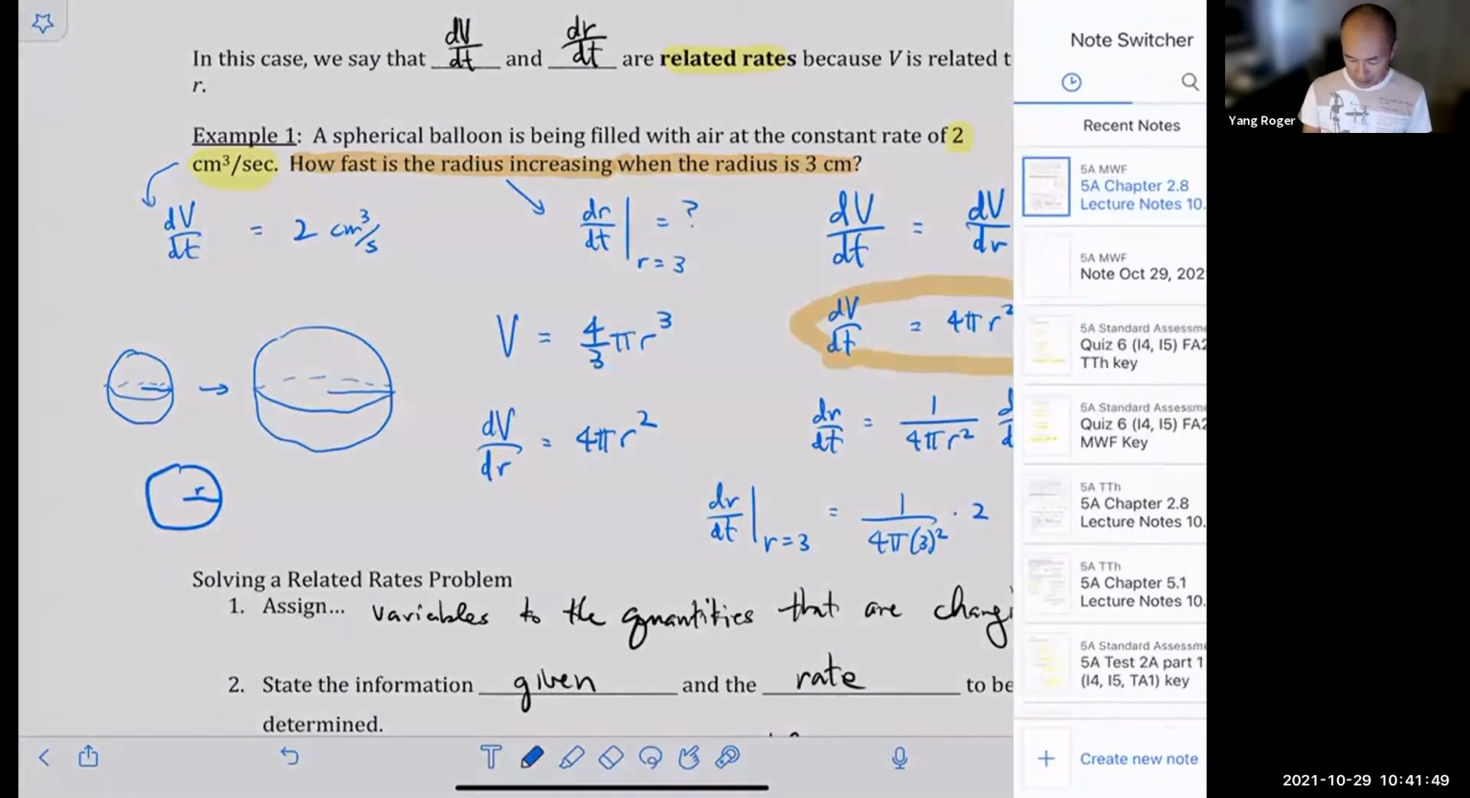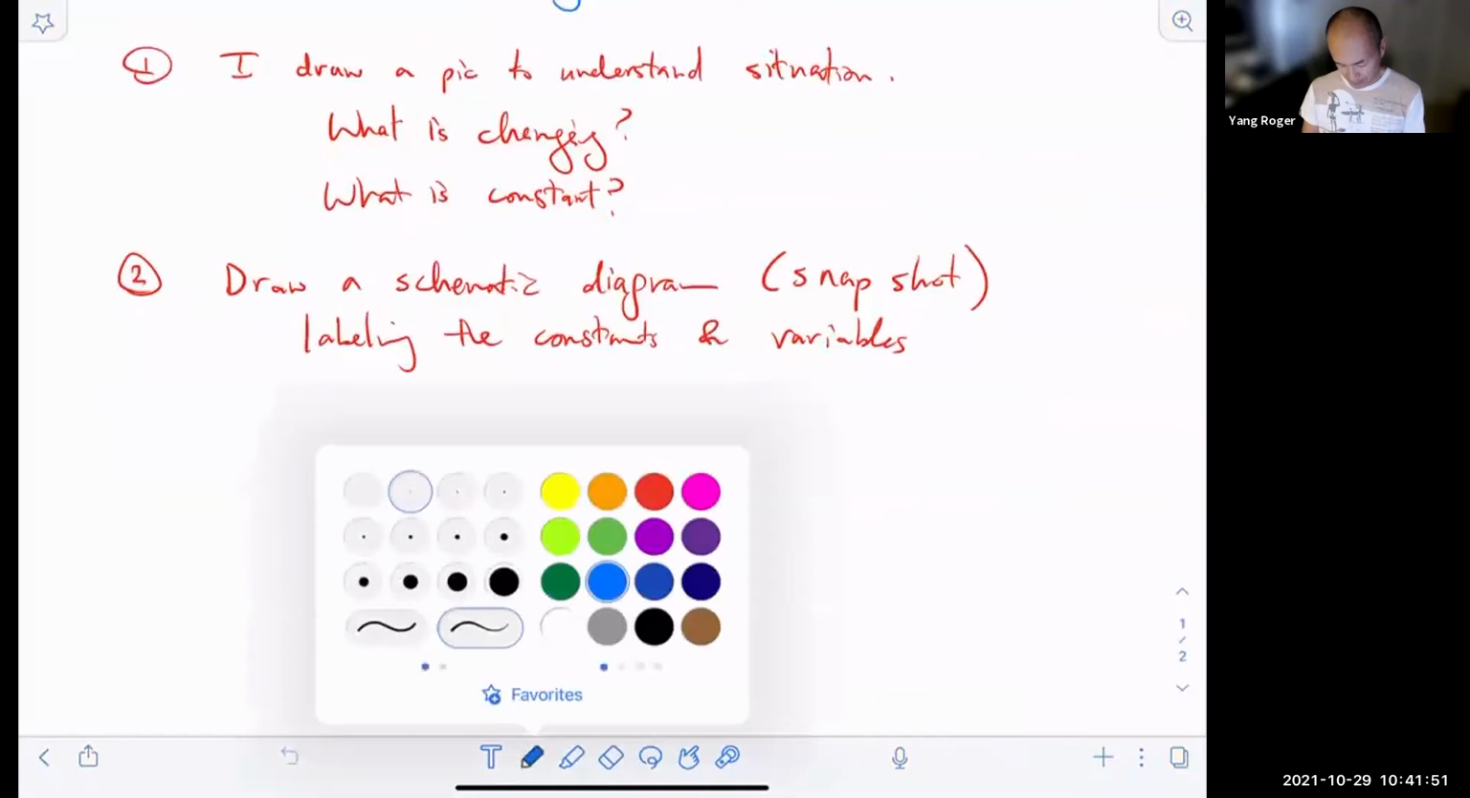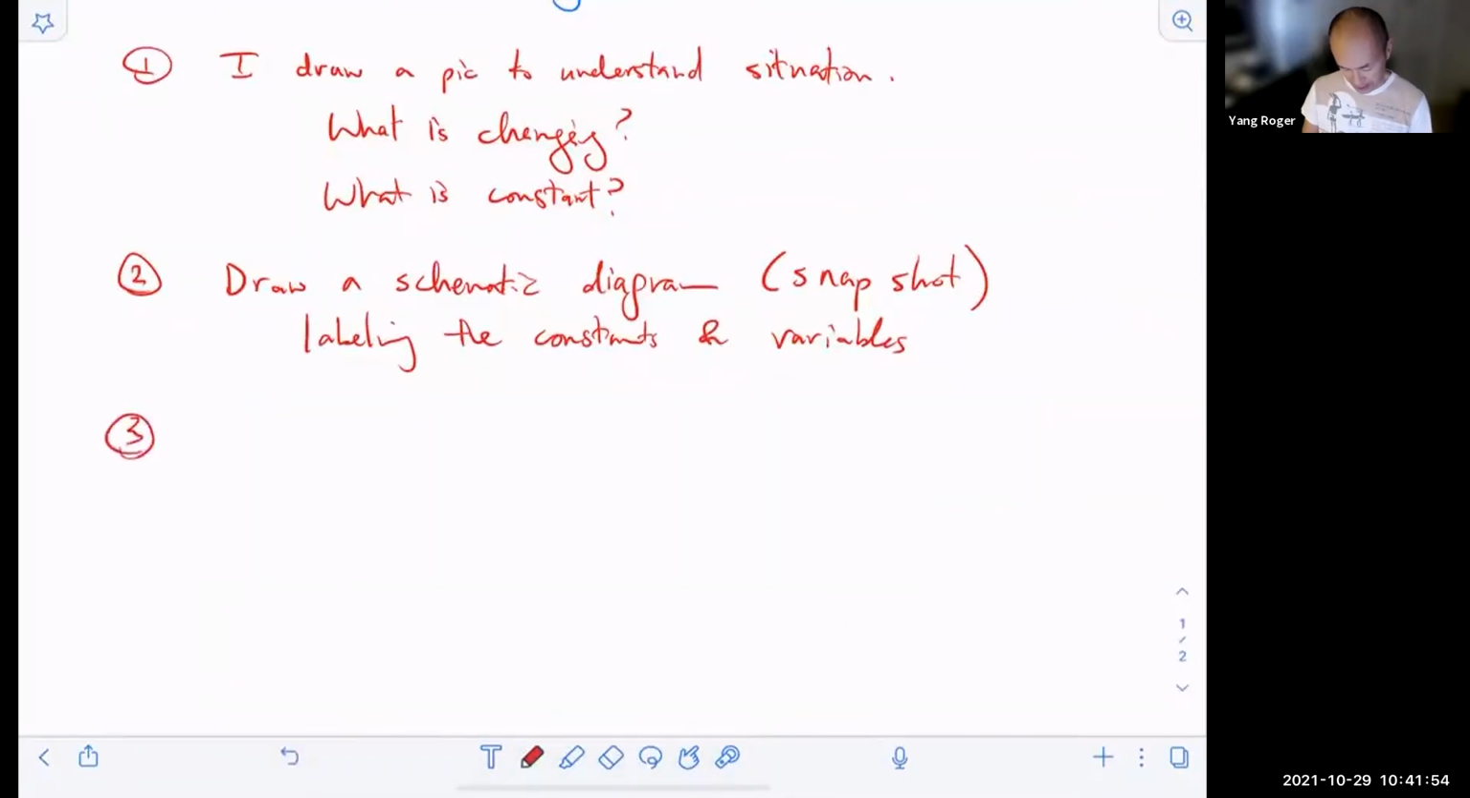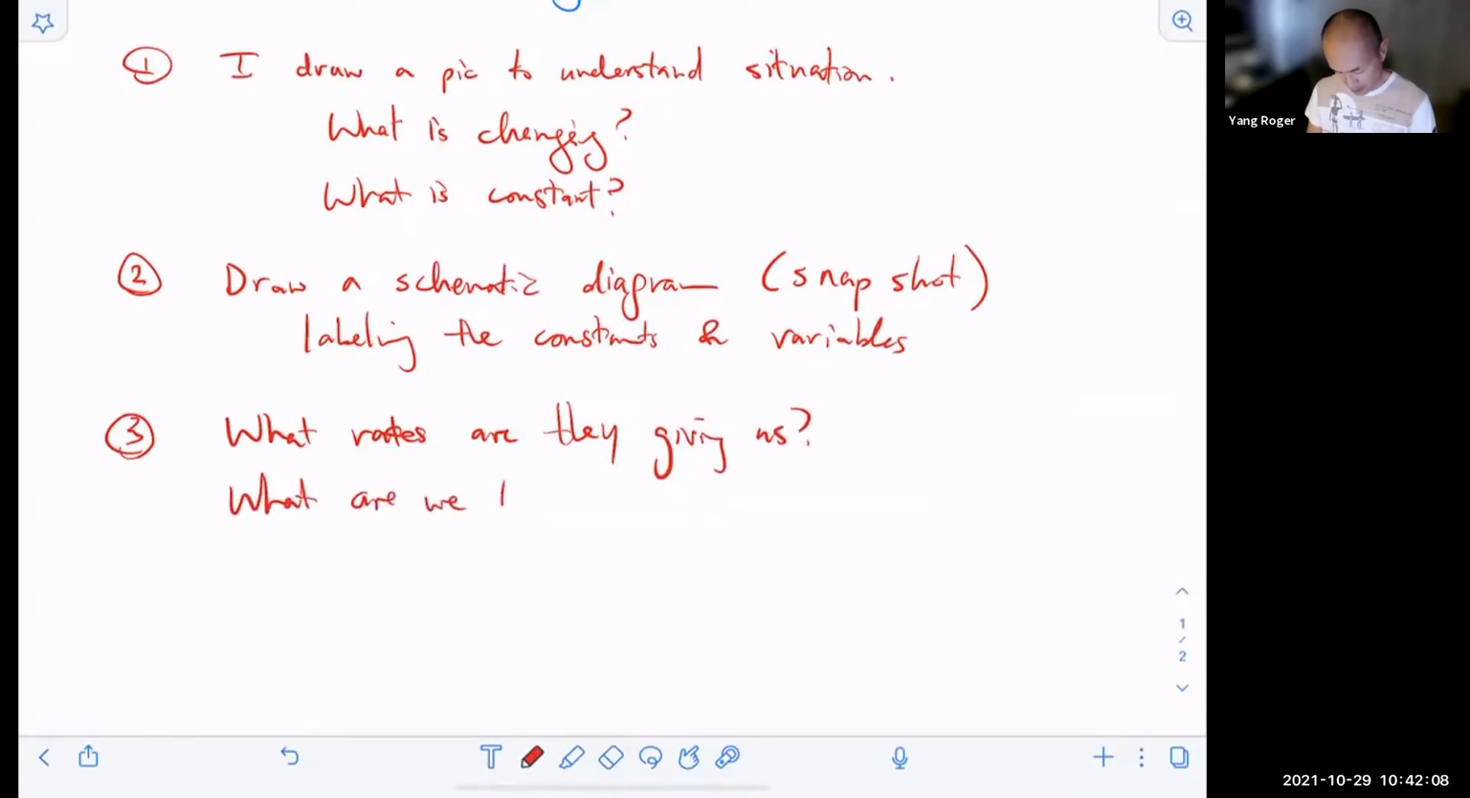So after that, I always try to translate what rates are they giving us? You know, I also want to know, what are we looking for? I realize that I'm repeating myself because I've told you all of this already, but I'm just trying to set the method for you. So when I do my final example, it'll be like, oh yeah, we've done this 4 times already.